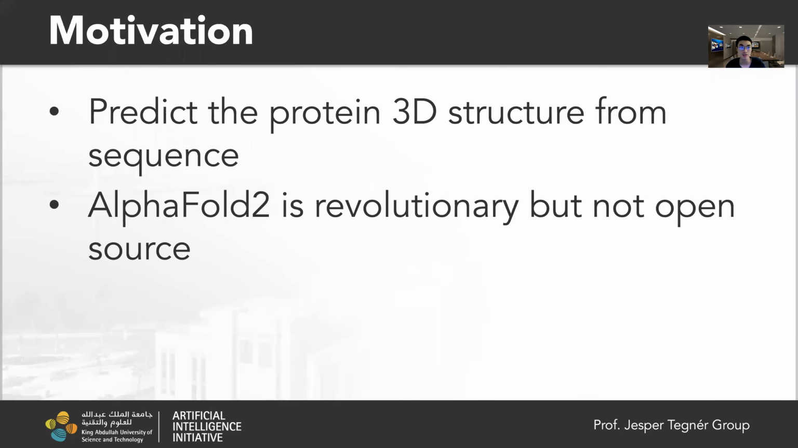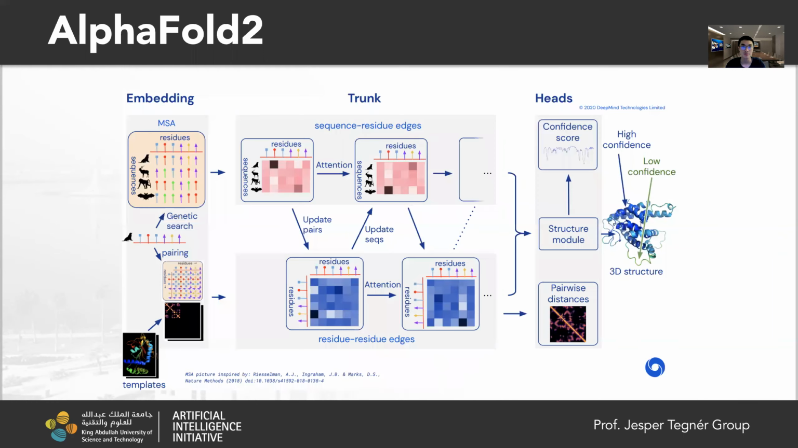Okay, so first is the motivation. Specifically, predicting the protein structure from only the protein sequence is an open problem in computational biology. AlphaFold2, which was recently proposed by DeepMind, is a revolutionary model, but it is not open source. So we try to reproduce this model and hope to have some improvement.